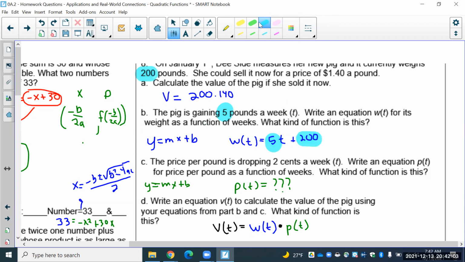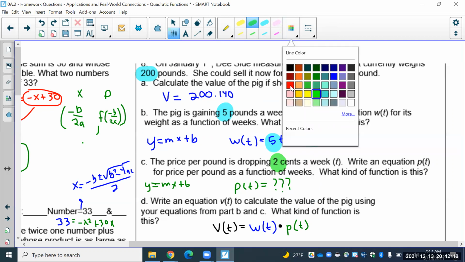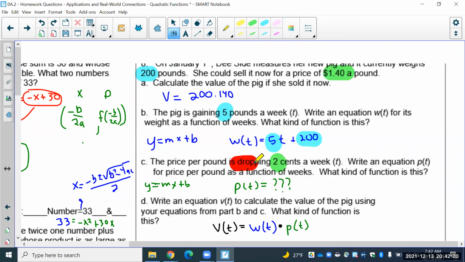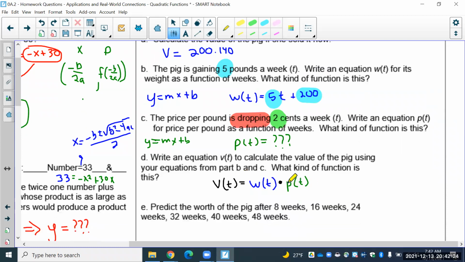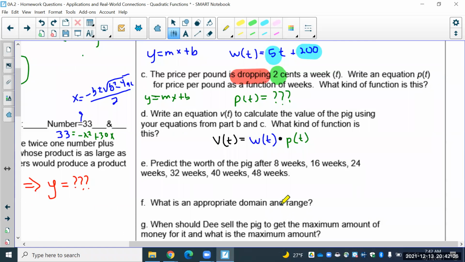Then we have another situation where they have a price. Again, the price is dropping 2 cents per week. How much did you start with? $1.40. So that would be negative 0.02 plus $1.40 as the start. And now you might say, why is it negative, Mr. King? You've got to be careful of this word right here. It's dropping that much money. Then you just multiply them together and you FOIL them, you plug numbers in, you find the domain and range.